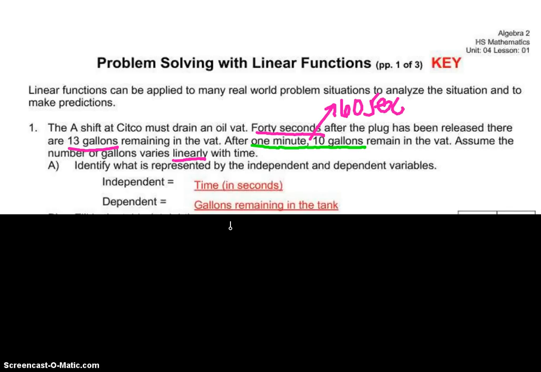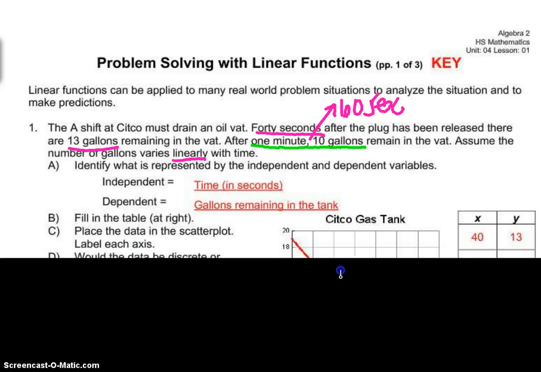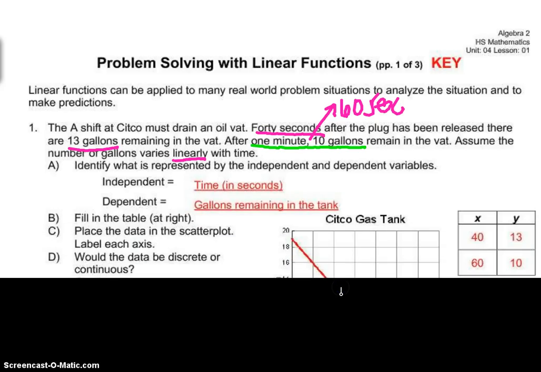So based on that information, part B says I'm going to fill in the table at the right. So what will be my 2 coordinate points? You should have 40, 13, and 60, 10. Now make sure that you had changed that to 60 and you don't put the number 1 or you're going to miss the rest of the problem.